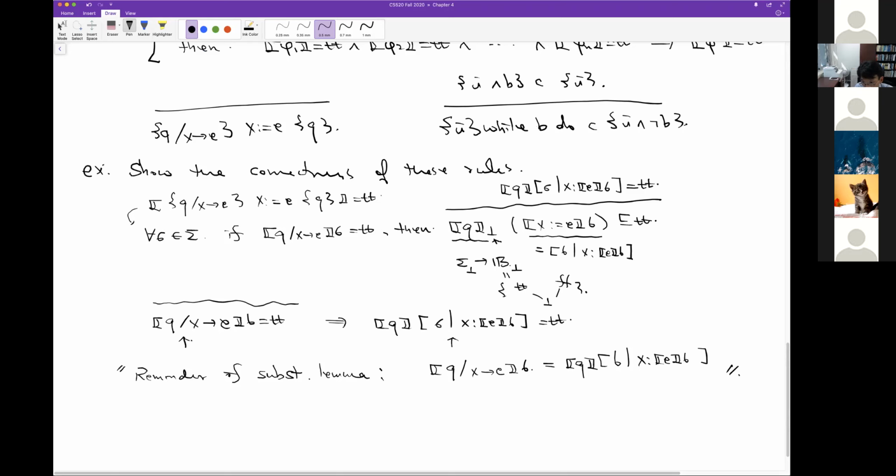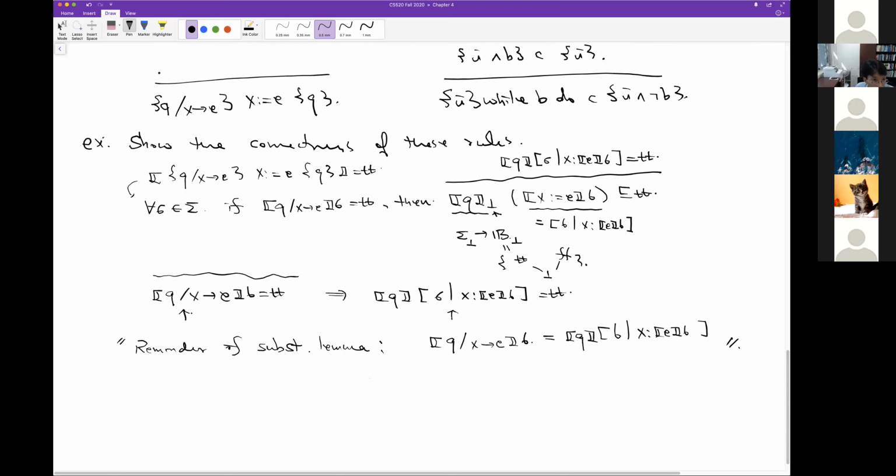Because of this, the precondition that we obtain from the assignment rule is sometimes called the weakest precondition. The point I'm making is that here we have a proof rule for assignments, which is closely related to, and in a sense follows from, the substitution lemma that we studied before. Okay, so that's the first case.